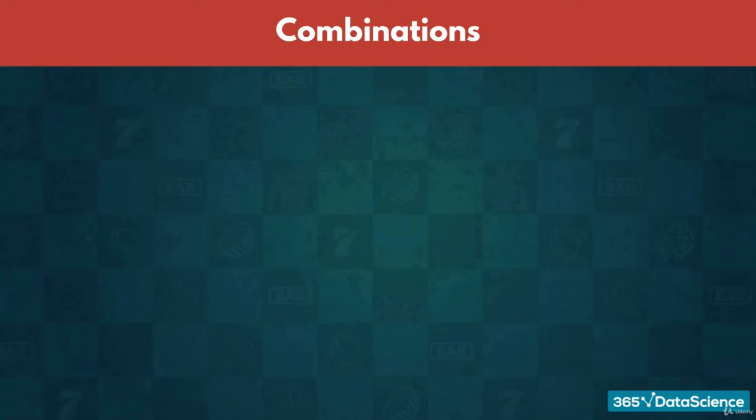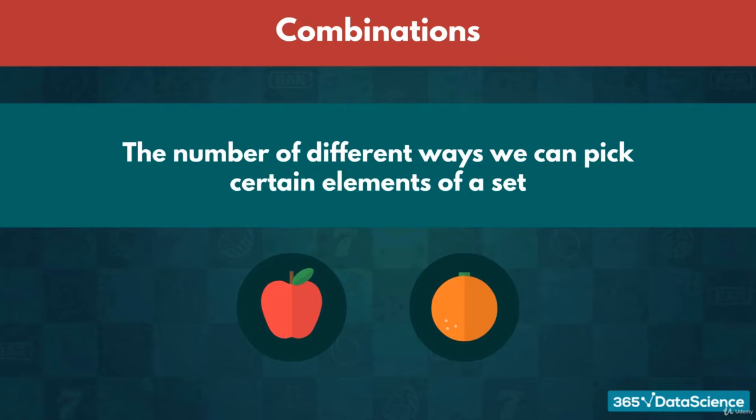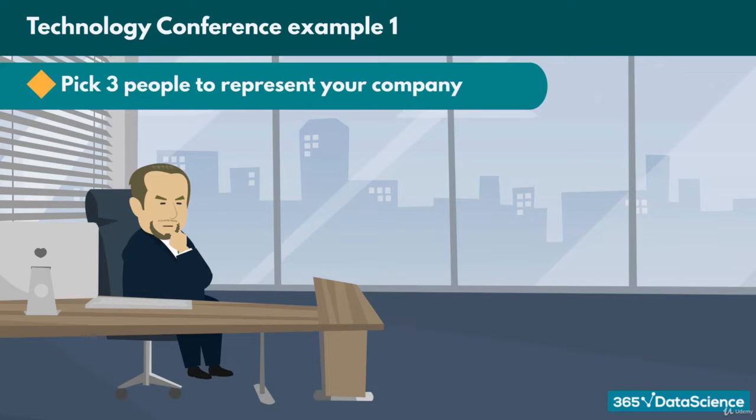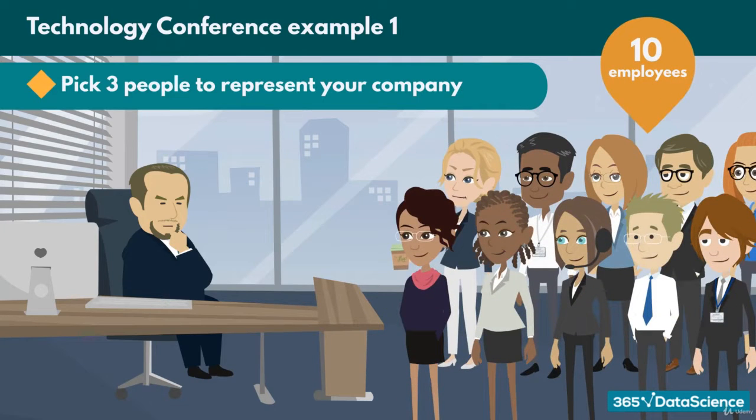Welcome back, everybody. In this lecture, we're going to introduce you to combinations, what they are, and when to use them. Combinations represent the number of different ways we can pick certain elements of a set. Imagine you were trying to pick 3 people to represent your company at a very important technology-related conference. There are 10 people working in the office, so how many different combinations are there?